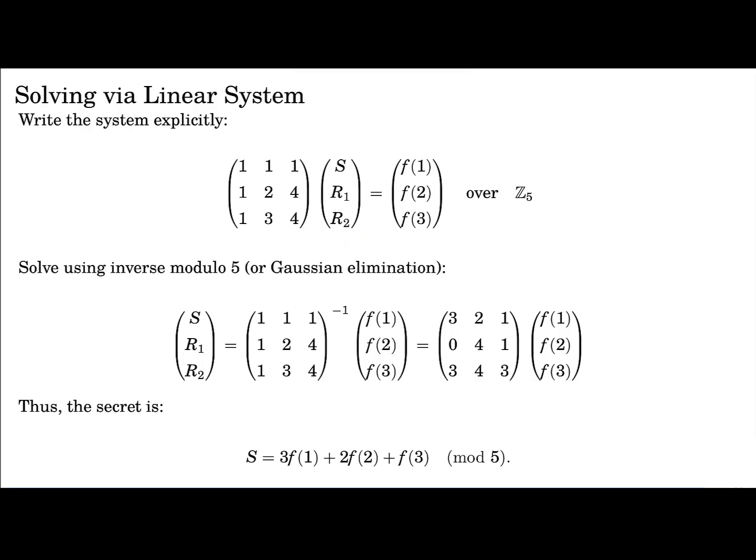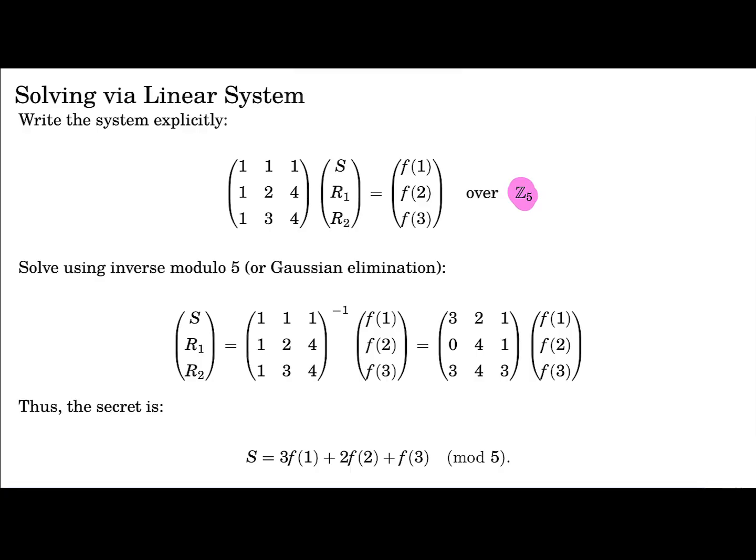Now, you can invert this; go see your linear algebra notes. Just remember, and this is very important, that we are in Z5. So when you're doing your Gaussian elimination, you need to remember that you're dividing in Z5. If you need to divide by 2, you need to find the inverse of 2 in Z5 and multiply by that, and so on. So do everything in Z5.